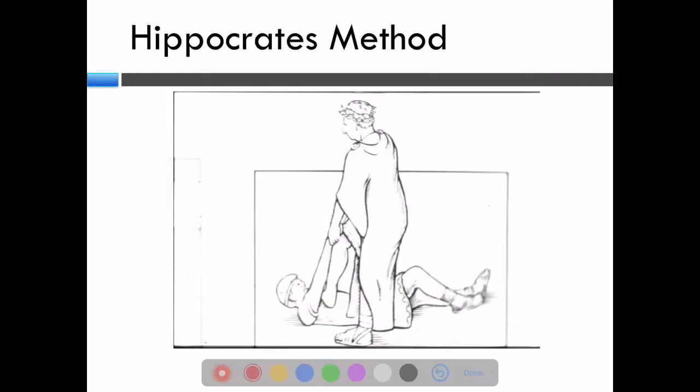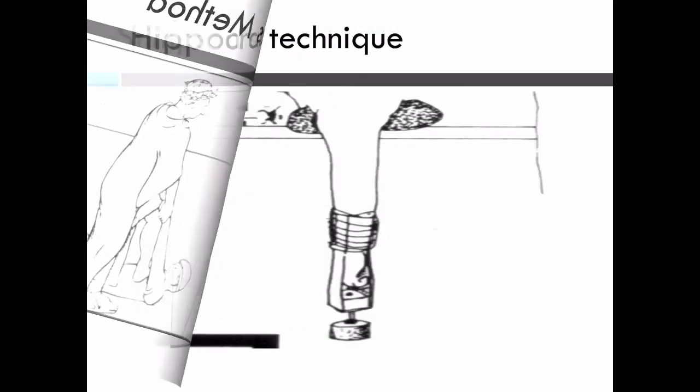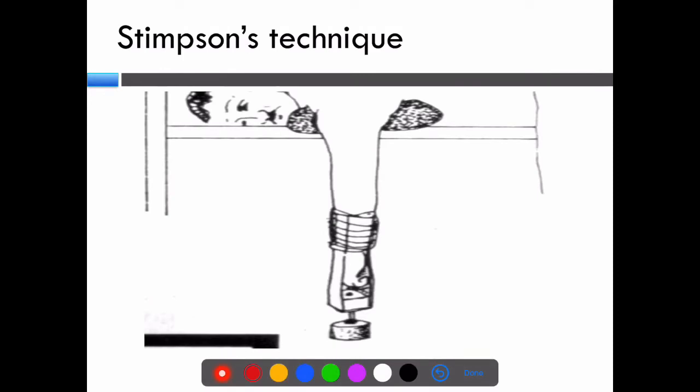There are some methods described in the literature. This is Hippocrates' method. As you can see, this is not performed nowadays. This is only of historical significance. This is also of historical significance, the Stimson's method. This is also not performed. In this method, the weight is suspended from the arm for a long period, and the shoulder dislocation is corrected automatically.